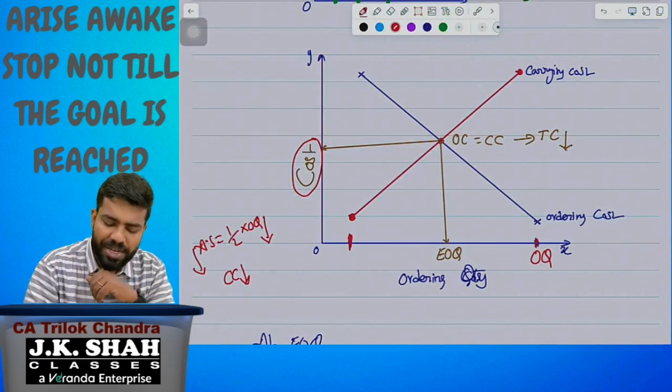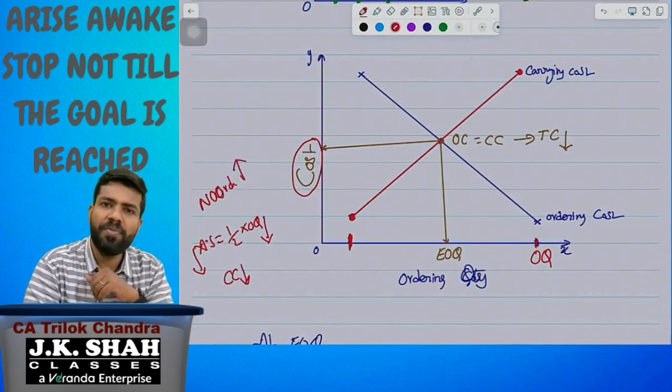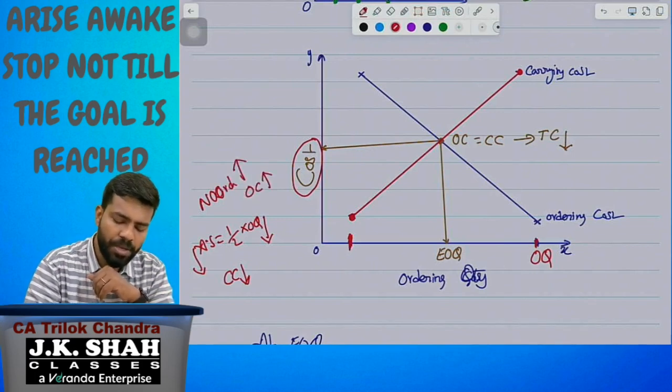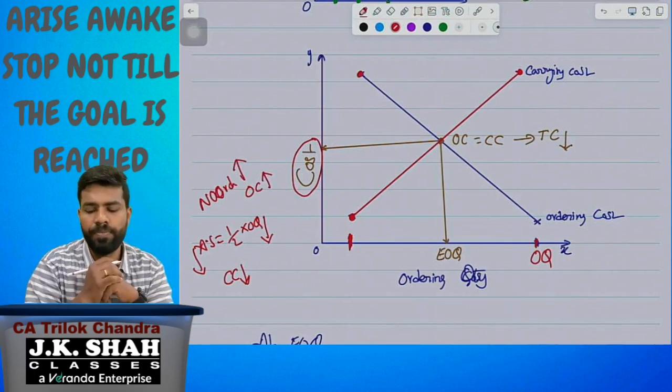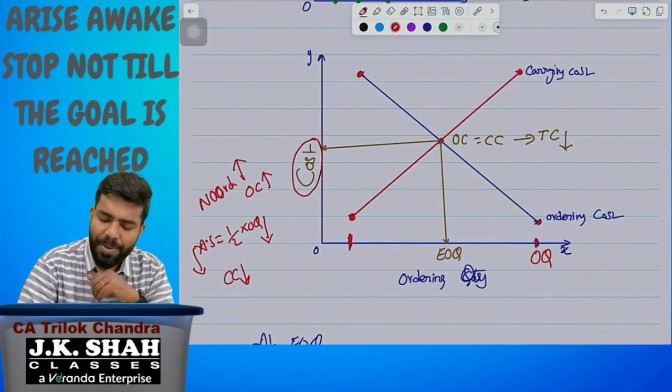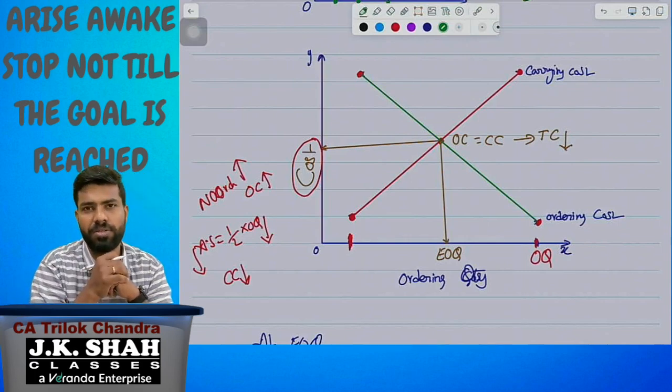When the ordering quantity is less, number of orders will be more. If the number of orders is more, ordering cost will be more. When the ordering quantity increases, number of orders is less, so ordering cost is less. So this is the line of the ordering cost.